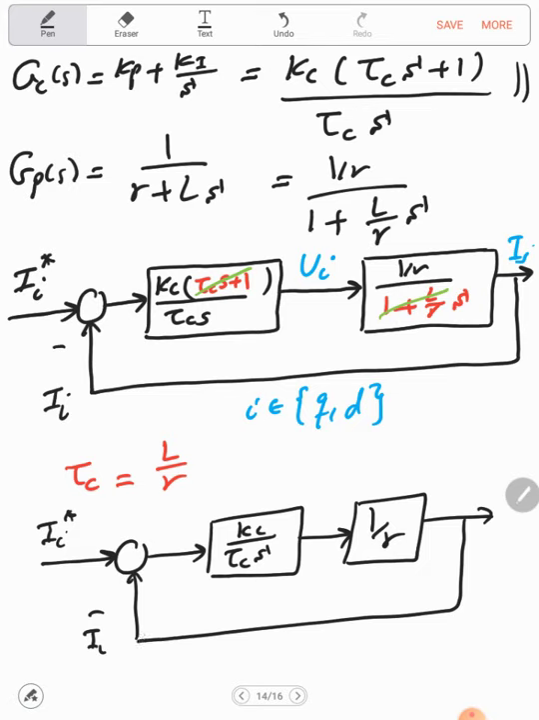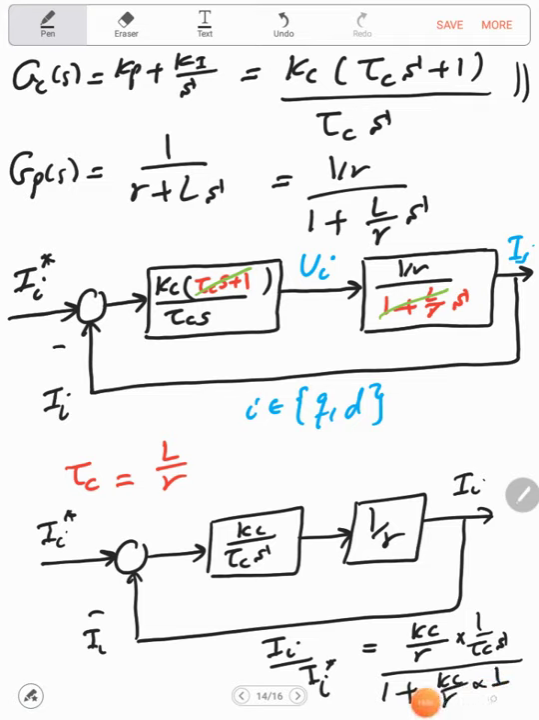So if we need to calculate the transfer function for this system, which is the ratio of the output over the input, so I over I star will equal KC over R multiplied by 1 over tau C S, over 1 plus KC over R multiplied by 1 over tau C S.